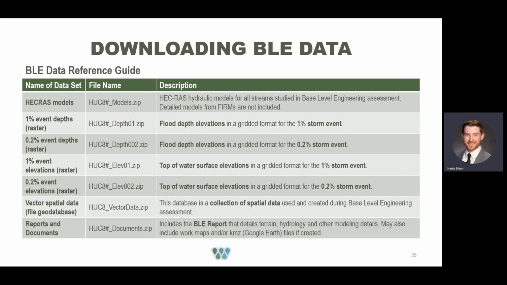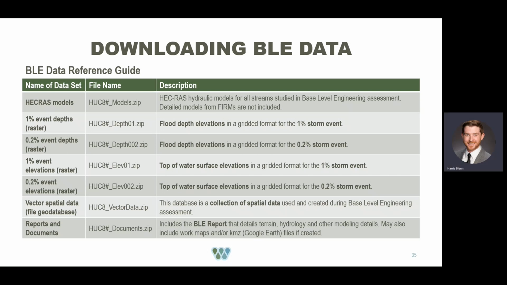The first entry below the event depths includes rasters for the 1% event elevations. This dataset has a file name in the format huc8_elev01. The contents of the archive include top of water surface elevations in a gridded format for the 1% storm event. The following entry in the table details rasters for the 0.2% event elevations. This dataset has a file name in the format huc8_elev002. The contents of the archive include top of water surface elevations in a gridded format for the 0.2% storm event.